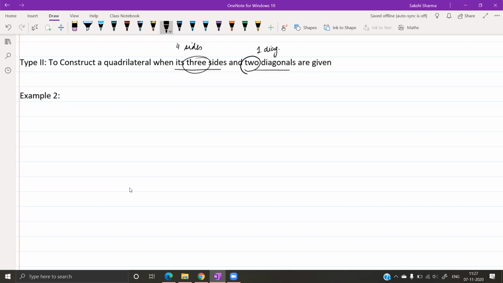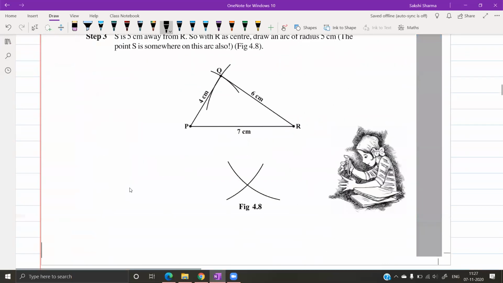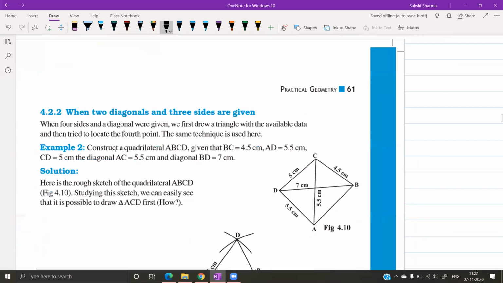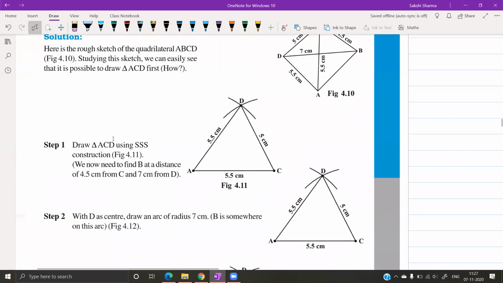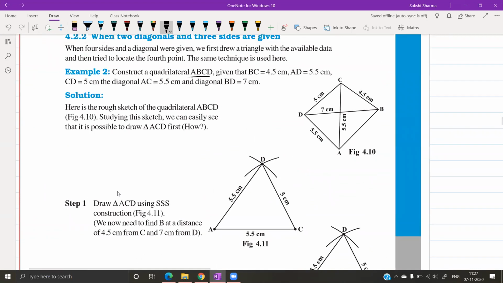Example number 2 is on page number 61 of your textbooks. Let's take a look here. Construct a quadrilateral ABCD in which BC, AD, and CD are as given, and the diagonals are also given to you. Now you have 2 diagonals and 3 sides.